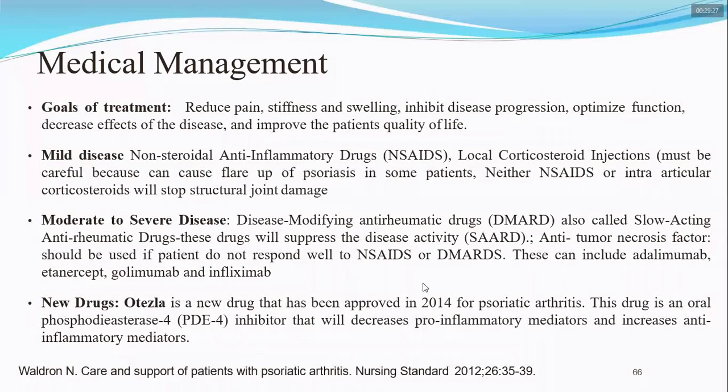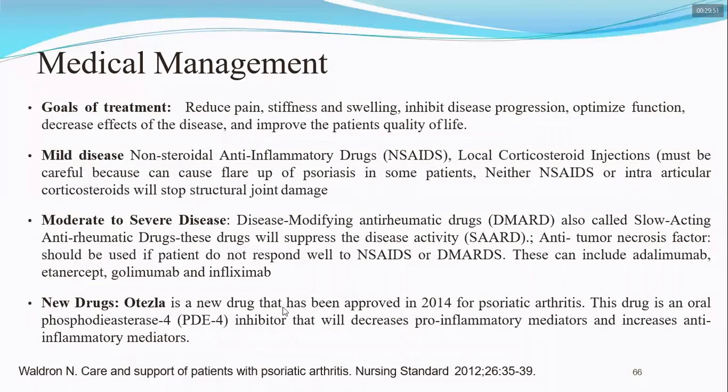These are slow acting drugs, but they will suppress the disease activity, so they are helpful. The methotrexate, sulfasalazine, leflunomide, these drugs are helpful in moderate to severe disease. Similarly, the anti-tumor necrosis factor biologics like adalimumab, etanercept, golimumab, infliximab are very helpful if the NSAIDs or DMARDs are not responding well.